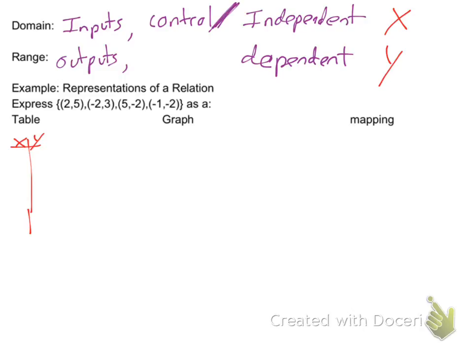What's the first point? 2, 5. And then it goes to negative 2, 3. Next, 5, negative 2. And the last point, negative 1, negative 2. Is everybody okay with making a T-chart? Not too bad. This T-chart, guys, can lead us to a graph if I have it there, or the points themselves. Let's graph it.